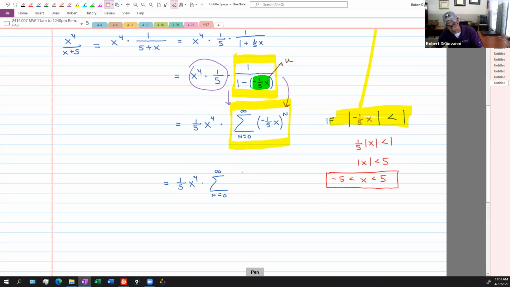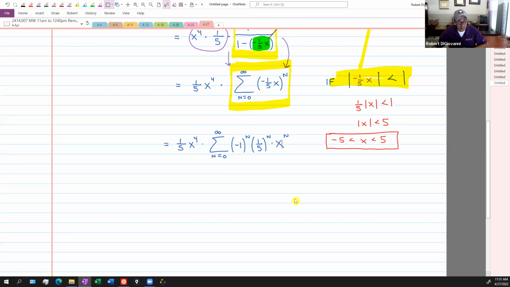Let's do it this way. How about I do (-1)^n, (1/5)^n, x^n. All I did there is pull everything apart. That's a -1, that's a 1/5, that's an x. They're all being multiplied together, so they're all to the n power. So I just ripped it all completely apart.